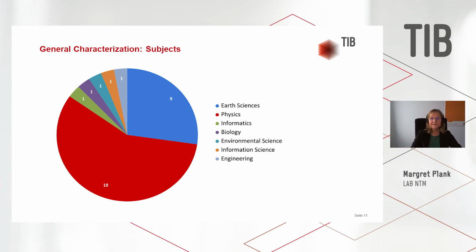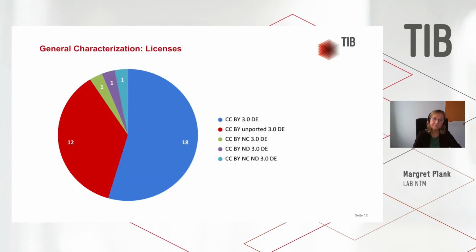So first, the subject, general characterization, 33 videos, as I said, 19 from physics, 9 earth science, 1 each from informatics, biology, information science, engineering, and environmental science. The licenses, 19 were licensed by CC by 3.0 DE, 12 by CC by 3.0 unported, and the rest NC, ND, and NC, ND.